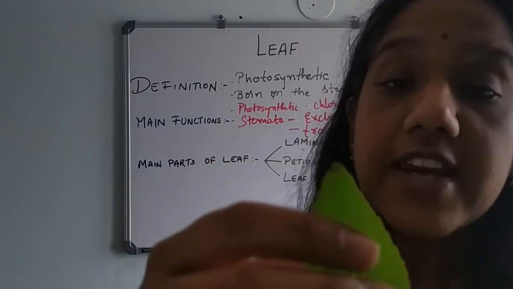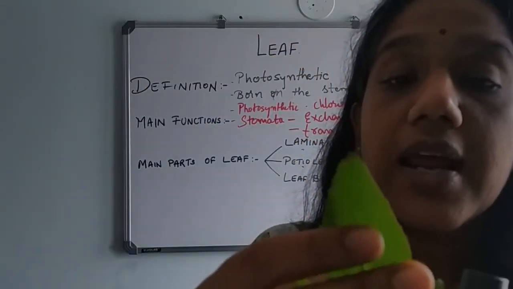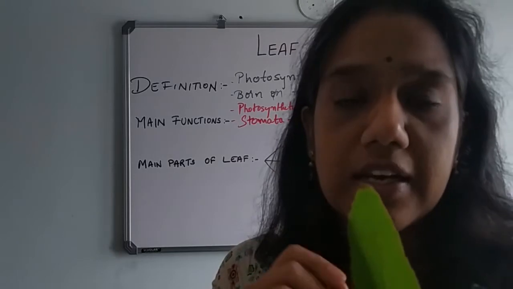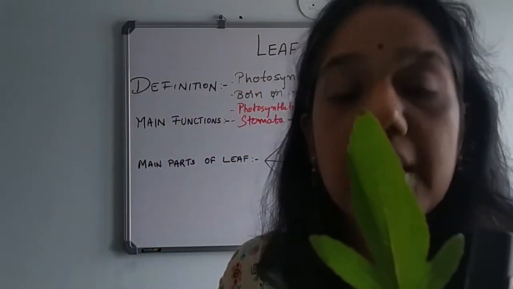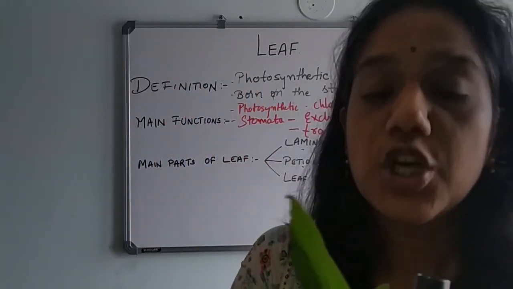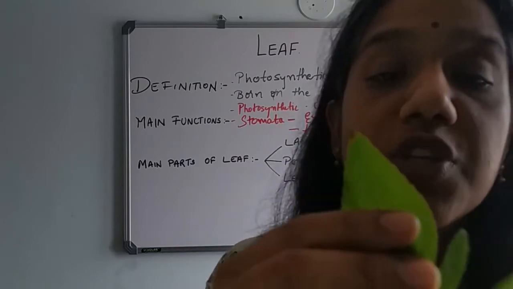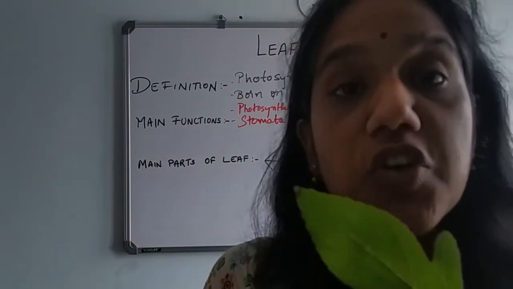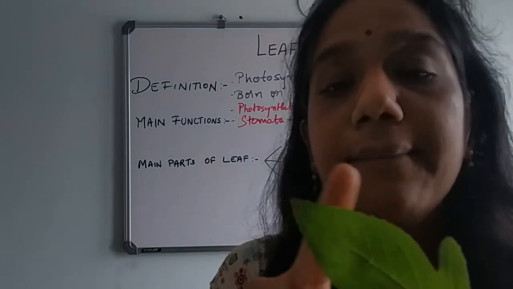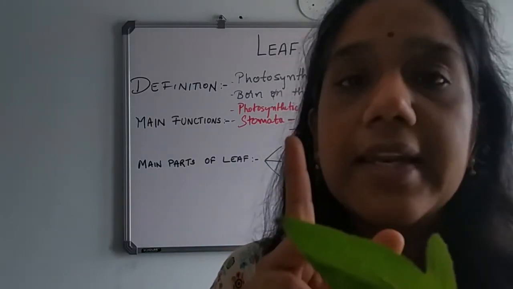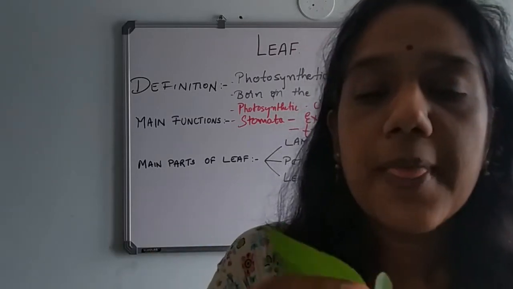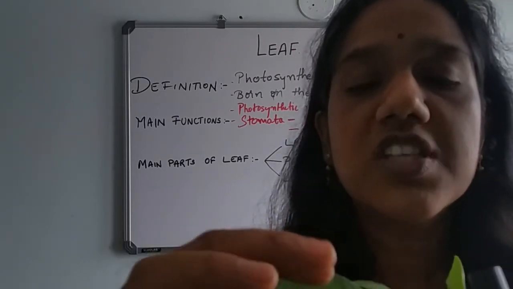So the veinlets and the vein are arranged in a very reticulate manner in the form of a mesh. This is the one which is ensuring the presence of the vascular tissue to a complete blade of the leaf. Now here you should see that there are two surfaces.